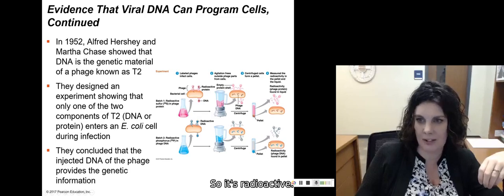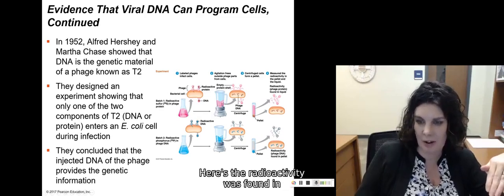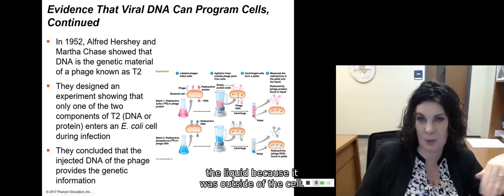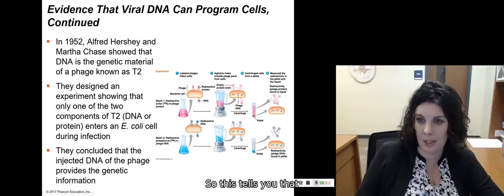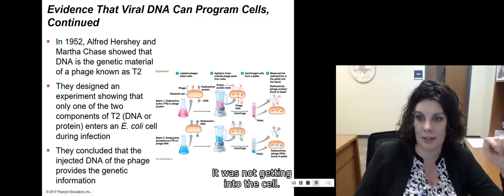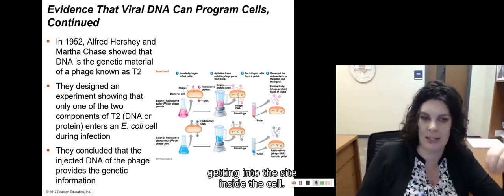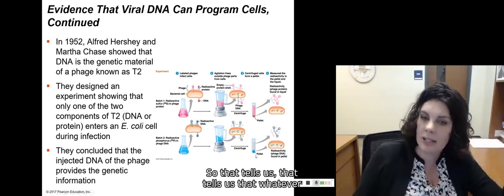So it's radioactive DNA. The DNA was found in the pellet inside of the cells. Here the radioactivity was found in the liquid because it was outside of the cell. So this tells you that the protein was outside of the cell. It was not getting into the cell. Here the radioactivity, because it's in the pellet, was inside the cell. It was getting inside the cell.